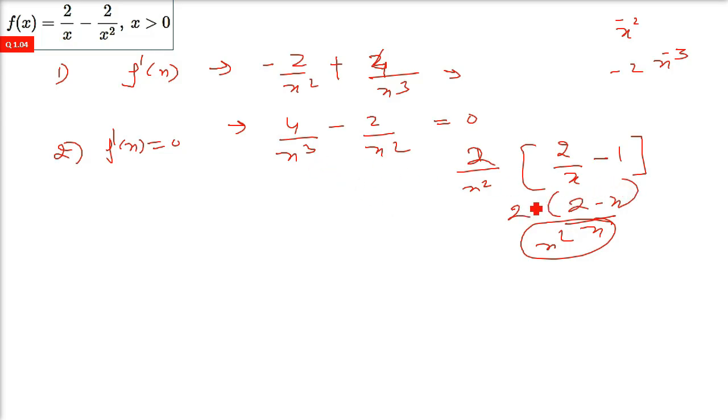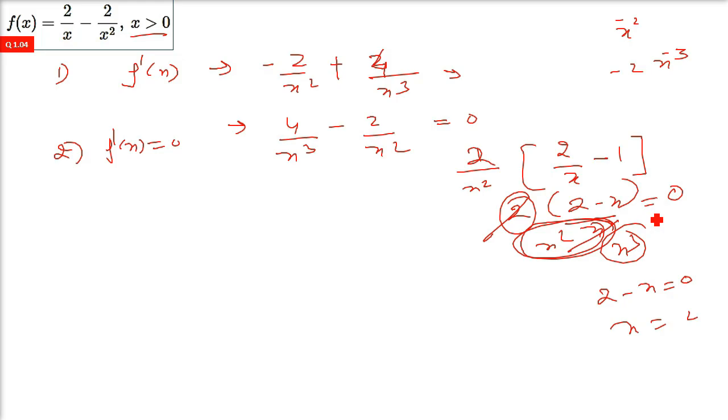See, the x is greater than 0. It is already given in the question. We cannot have x as 0. So 2 cannot be 0. Only 2 minus x can be 0. I am saying x is greater than 0. It is already given in the question. You cannot have x 0. 2 cannot be 0. So 2 minus x has to be 0. So 2 minus x equals 0 is x equals 2. So you got only one critical point, which is x equals 2.